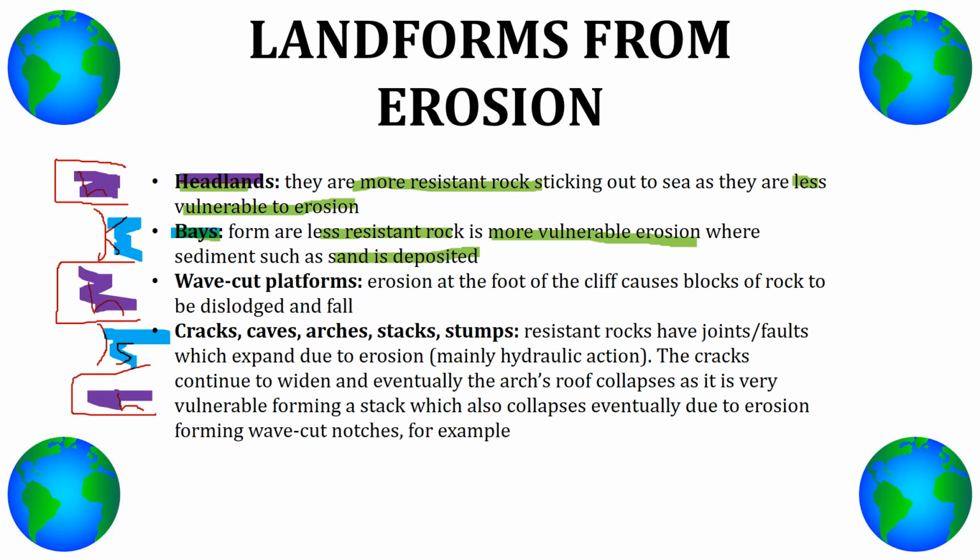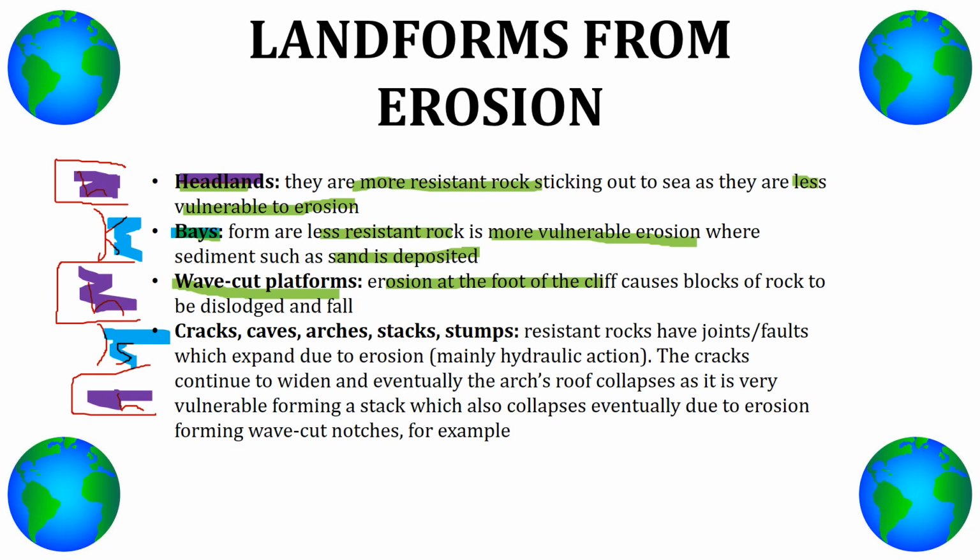So moving on, we've got wave cut platforms, and this is when erosion at the foot of the cliff causes blocks of rock to be dislodged and fall. So you've got a cliff face, and erosion occurs at the foot of the cliff depending on the height of the cliff, but usually it occurs at the foot. And over time, hydraulic action occurs, and the air gets into the cracks, or even freeze-thaw weathering occurs, but mainly hydraulic action and abrasion even.